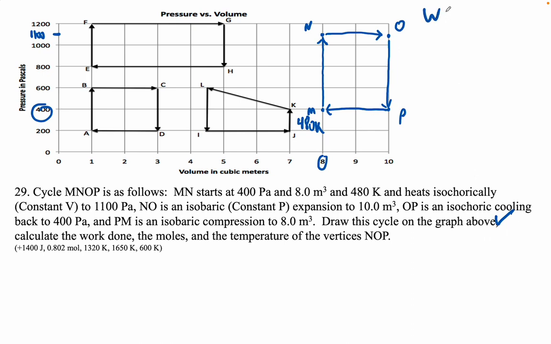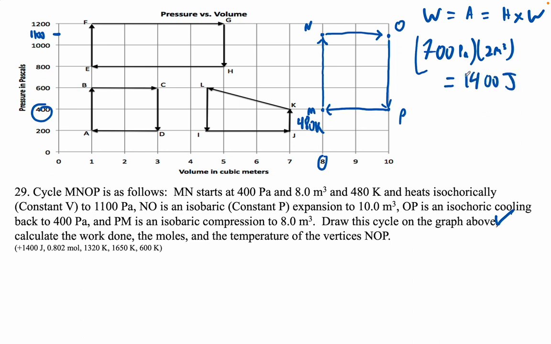The work is area, which is height times width. And this is easy. It's a rectangle, right? So the height of this is 200, 400, 600, 700, right? So 400 to 1100 is 700 pascals high. The width of it is only 2 cubic meters. So that is 1400 joules. It's positive because it's clockwise, because it does work on the world at a higher pressure than the world does work on it. Okay?